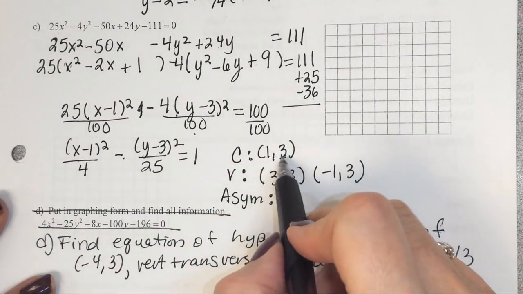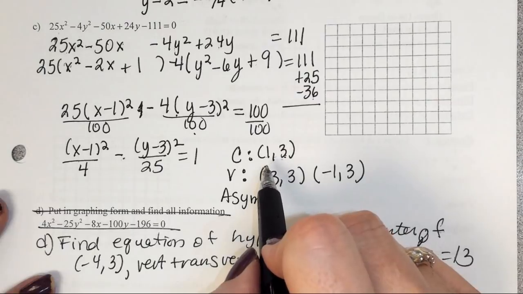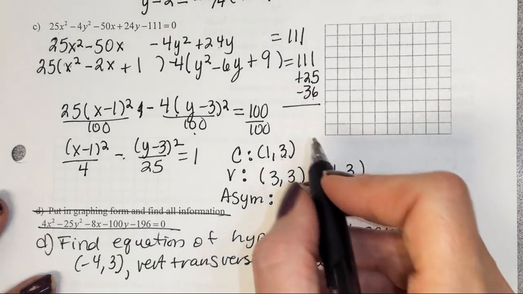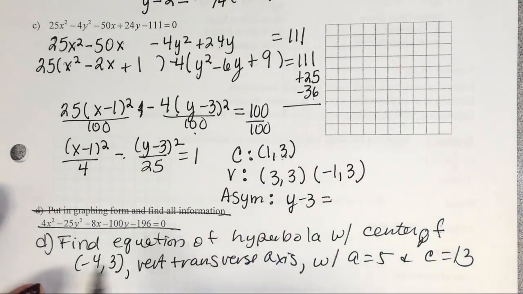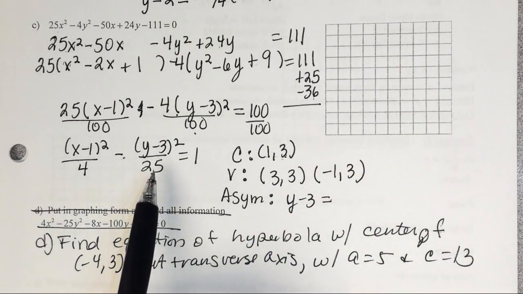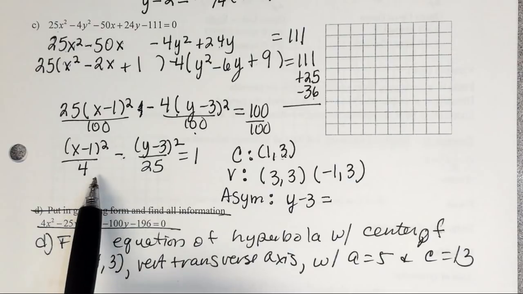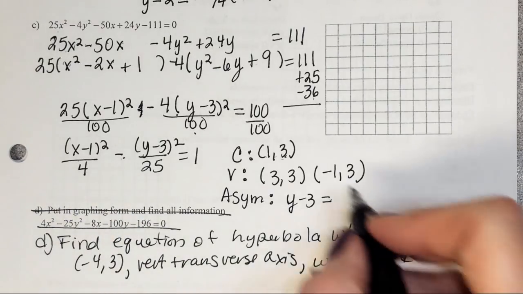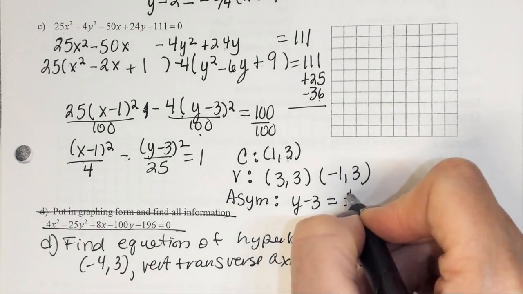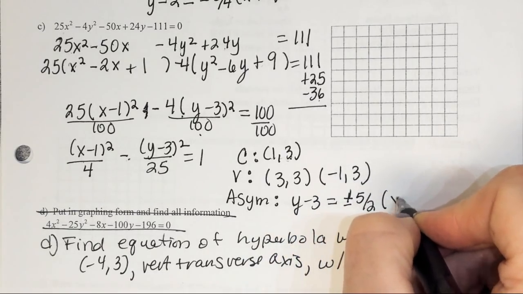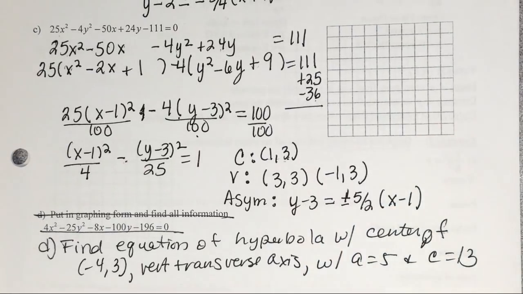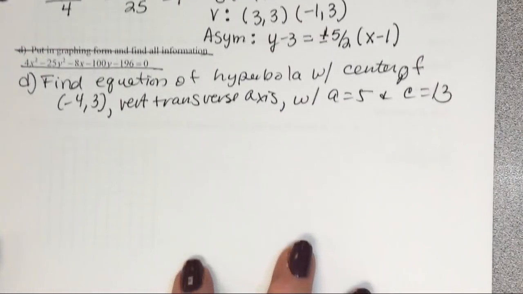So here's the center. Can you do it without graphing it? That's our goal, is to be able to do it without graphing it. So it's going to go y minus 3 equals. Can you see how you can actually find the slope even without having a graph? Because how far up and down would I go? And how far left and right? 2. So it's going to be plus or minus 5/2 times what? X minus 1. Good.